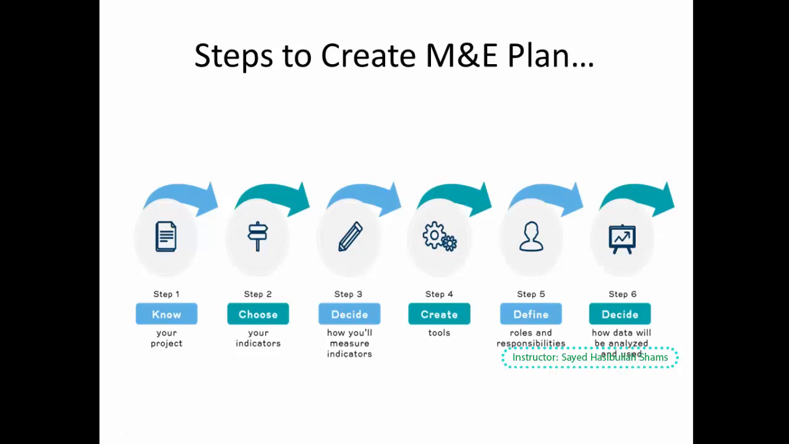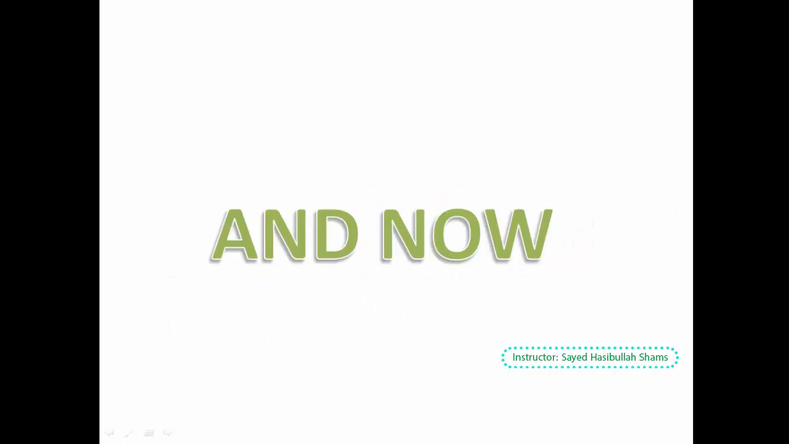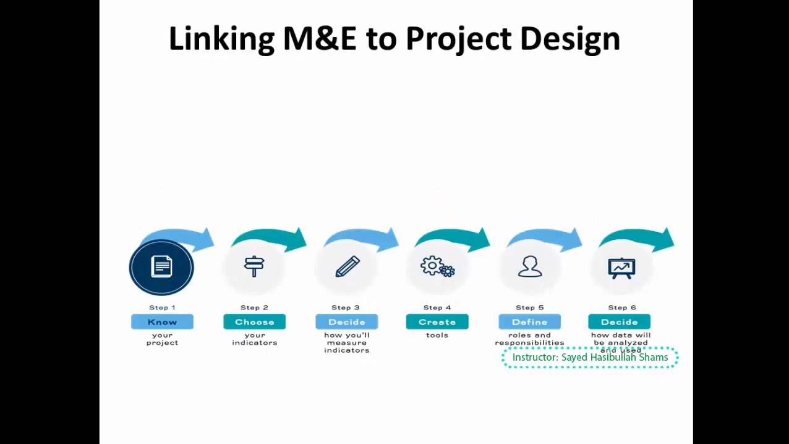The first step is to know our project. To know our project, as we have mentioned before, we must describe our organization, our project and the goals and plan. And now, when we understand the project, we must link M&E to project design. To link M&E to project design, we will explain it here with a simple example.